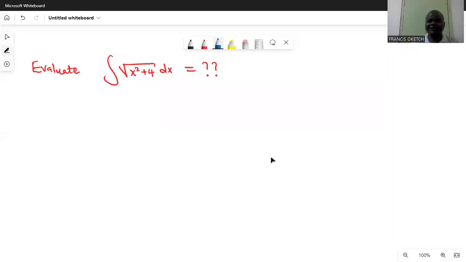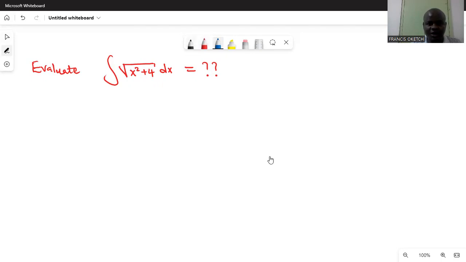Hello everyone. Today I want us to look at how to integrate the square root of x squared plus 4 with respect to x. So in this case, we are going to make either a trigonometric or hyperbolic substitution. So this is what you do.